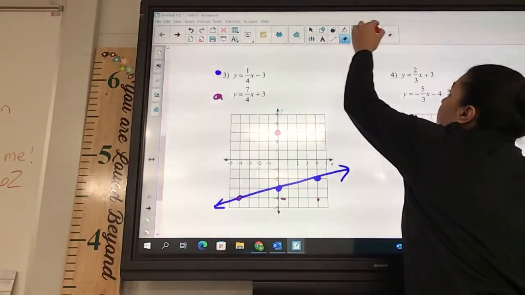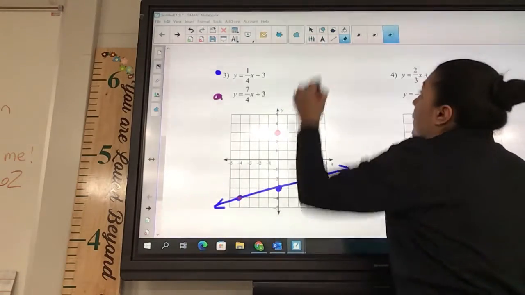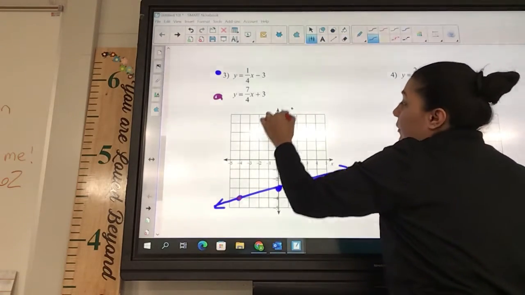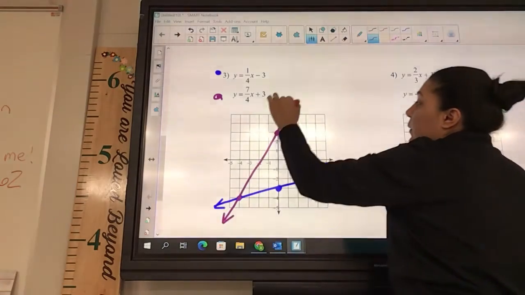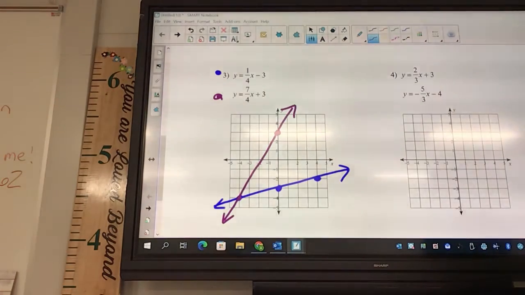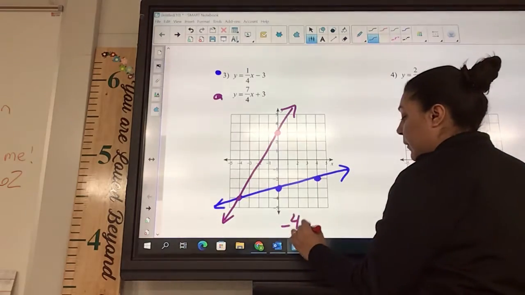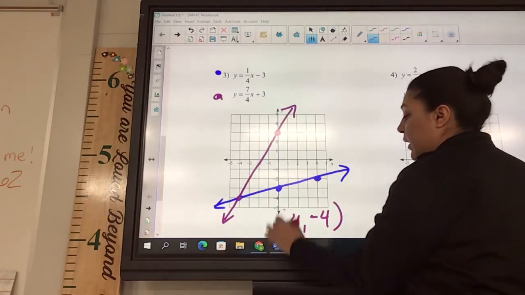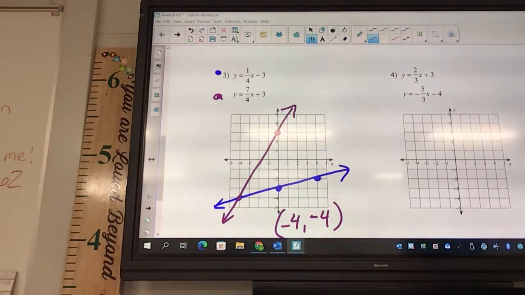Okay, so, and now we can graph this line. And what is our intersection point? -4, -4. Okay, and so that's our answer.